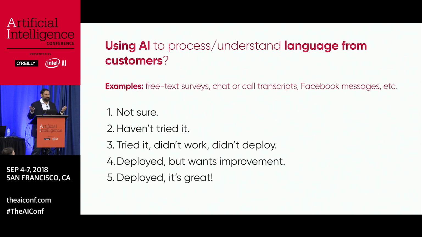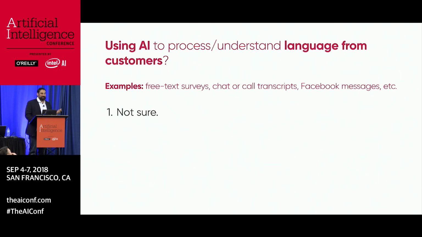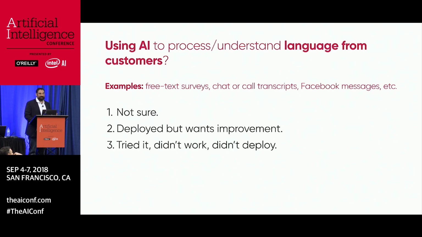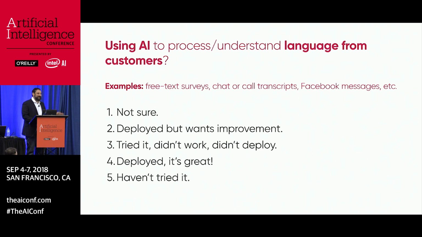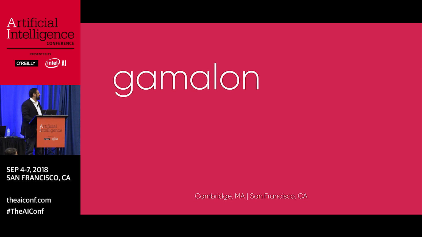We're data scientists, can we do one more data project? I'm gonna ask you this survey. To do surveys correctly, you have to ask them in randomized order. So here's the order. I'm gonna ask you if you're using natural language or AI to process language from your customers in your company. So could be text surveys or chats or call transcripts or anything. Who isn't sure if your company's using that? You all know. You deployed it, but it wants improvement. You tried it, didn't work, so you didn't deploy it. You deployed it, it's great. Wow, there's always one. There was one yesterday, but that's it. Haven't tried it yet. Yep. That's standard.